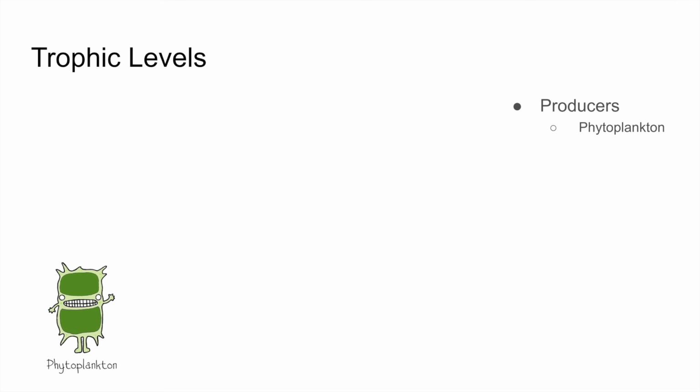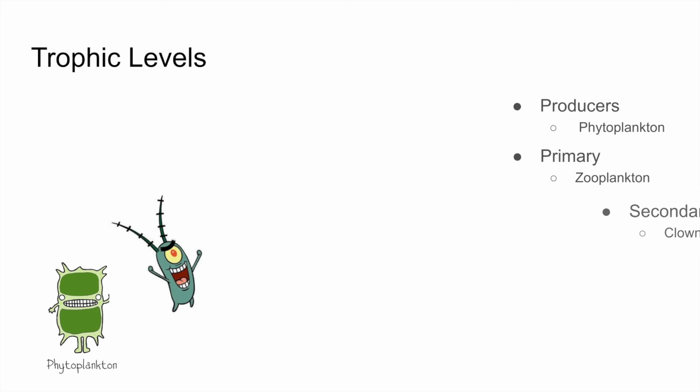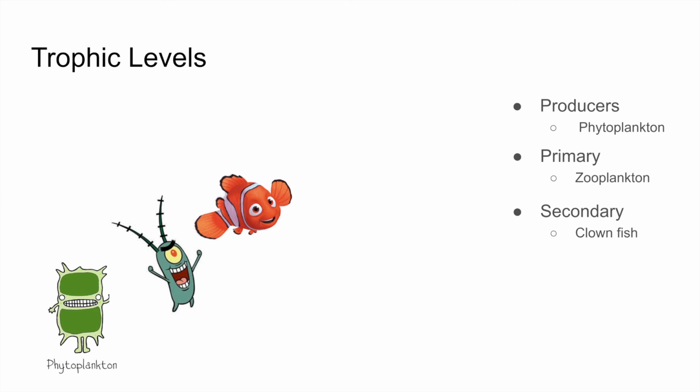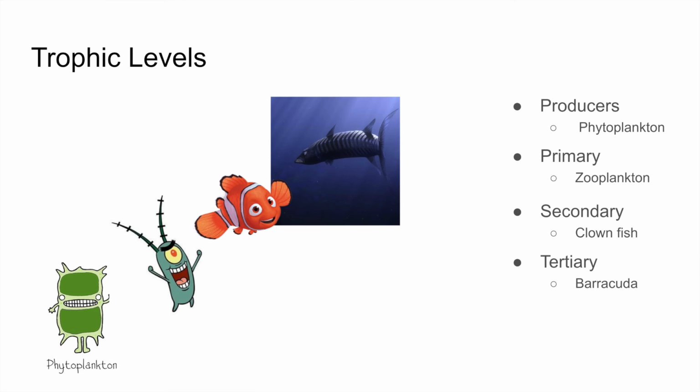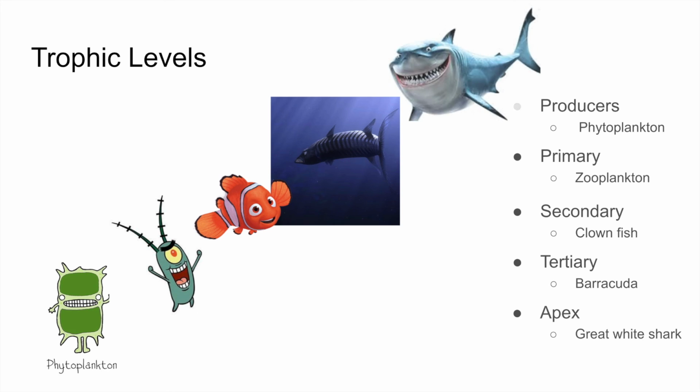Here's my example. My producers are going to be this cute little phytoplankton guy. He gets eaten in my habitat, in my ecosystem, by zooplankton. My zooplankton will get eaten by my secondary. I'm going to call it Nemo, my clownfish. They like to eat zooplankton. And my secondary consumer, my clownfish, will get eaten by, oh no, a barracuda! You're seeing the trend here. And our tertiary barracuda will get eaten by the big scary Bruce shark.